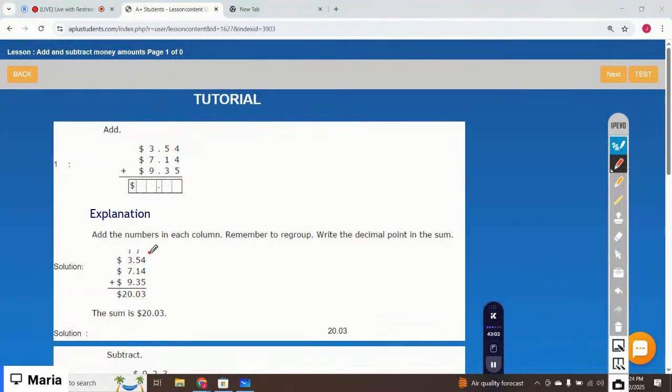Start adding from the ones digit: 4 and 4, 8, and 5, 13, right? Carry 1. Then 5 and 1, 6, 7, 8, 9 and 1, 10, right? 0 and carry 1. Then 7 and 3, 10 and 9, 19 and 1. So that is 20.00. The correct option is 20.00.